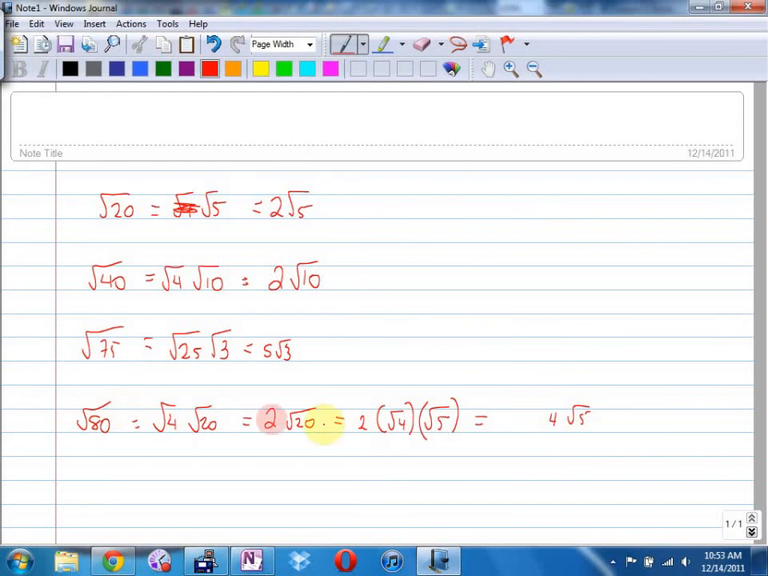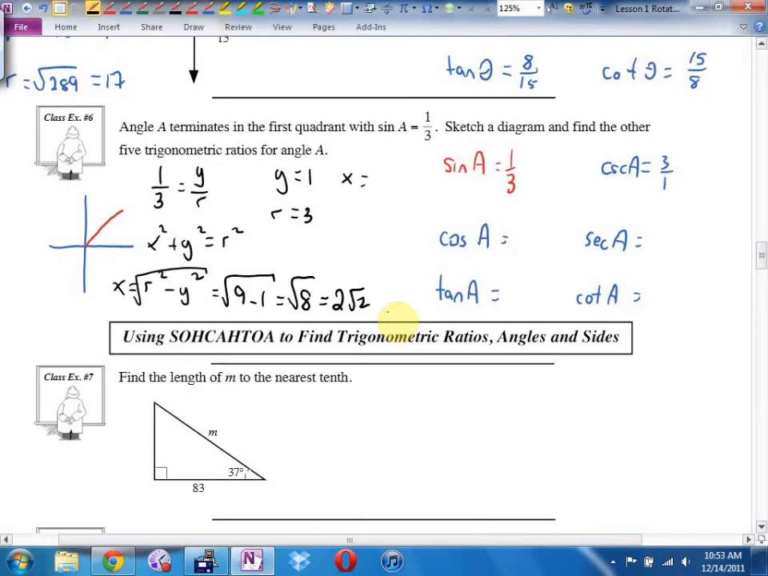Here we go. Cosine is what over what in terms of x and y and r? X over r, more specific for here. Since x equals 2 root 2, it's 2 root 2 over 3. And this is going to be 3 over 2 root 2. Think about what we're doing here. We're finding exact values of trig functions. And we still don't even know the angle.